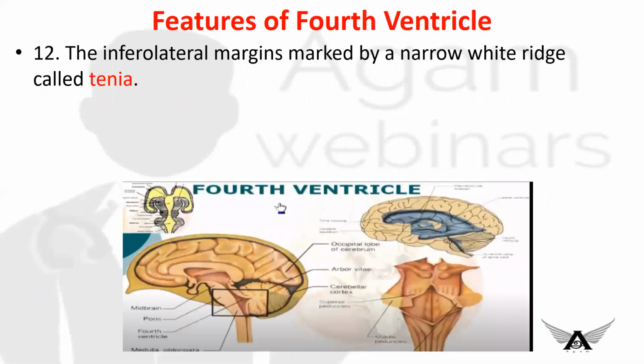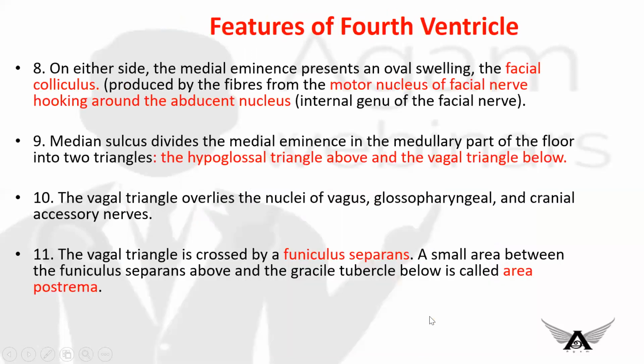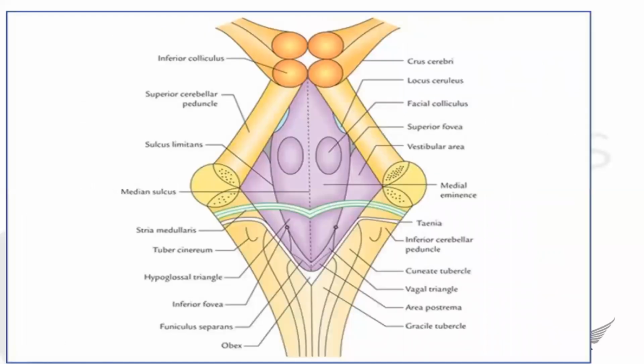Now the infralateral margins are bordered by a narrow white ridge called the taenia. See this one, this is the infralateral. You will have a small area called taenia. The two taeniae meet at the inferior angle of the ventricle to form a small fold called the obex. This is the obex. Most infralaterally, you will have the obex. This triangle-like thing is the obex.